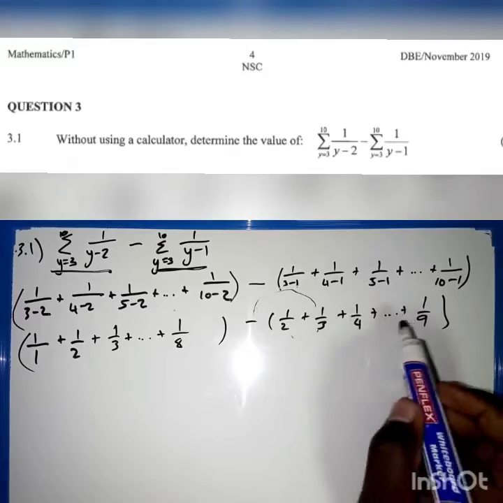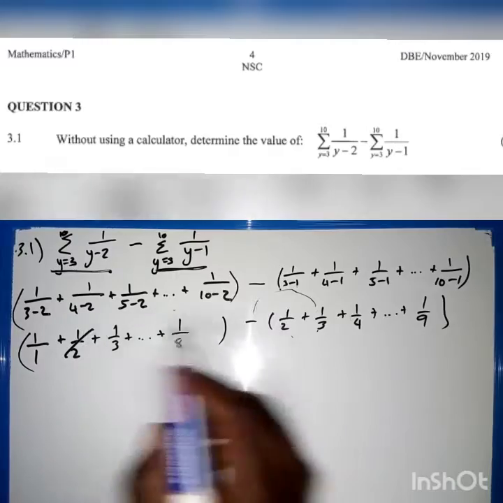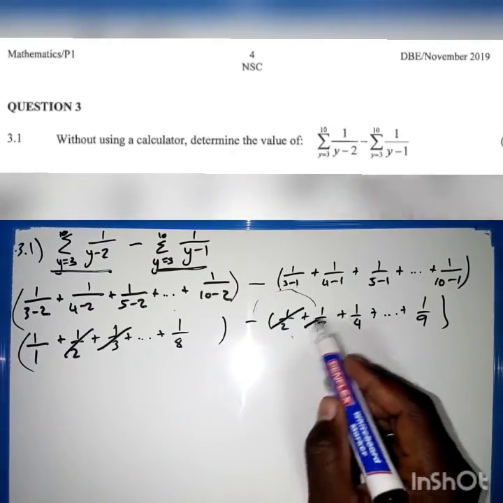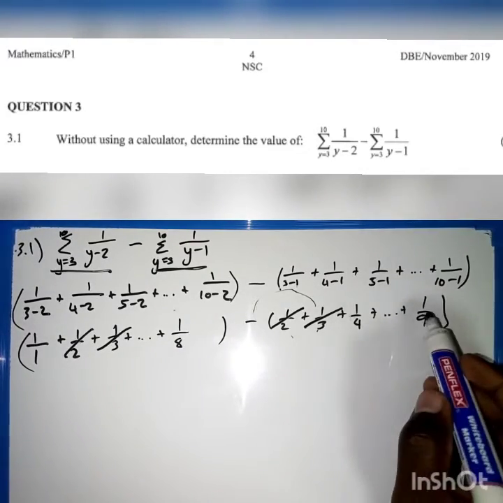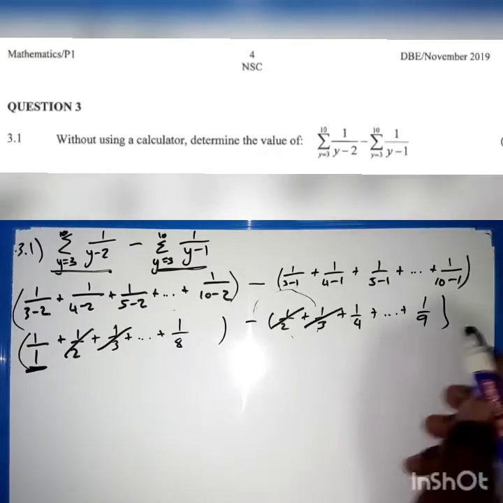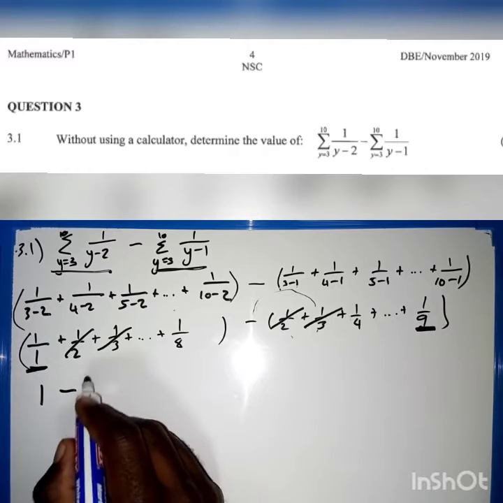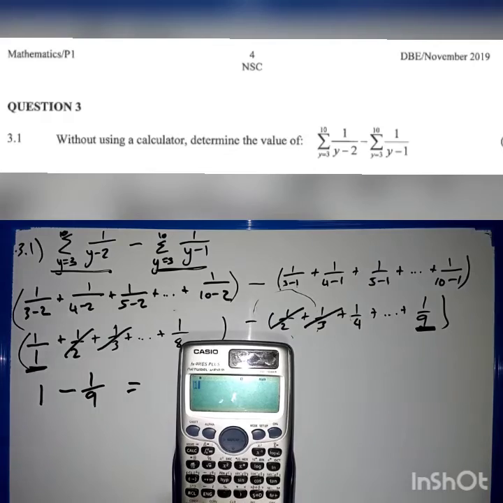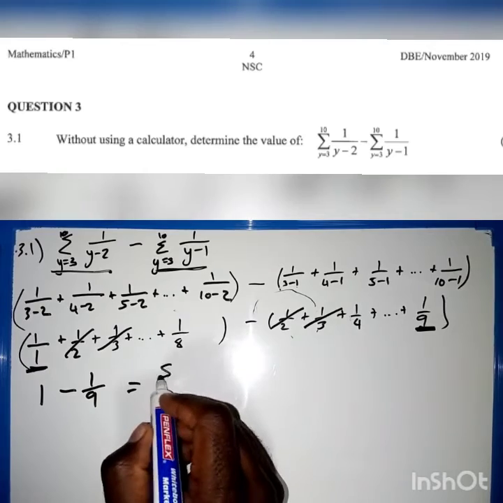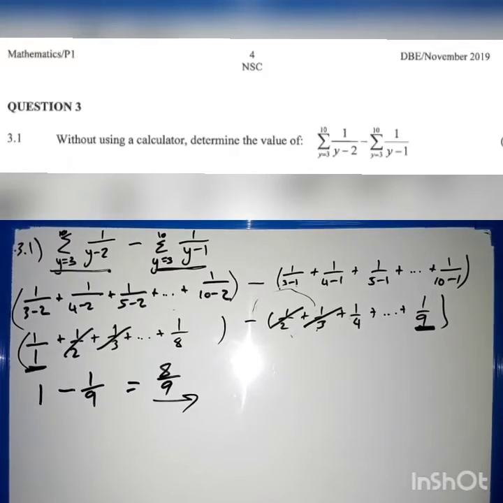And then what we have to realize here is that this will be cancelled by this, will be cancelled by this, and so on and so on, and then 1 over 8 will be cancelled by 1 over 8, which means we'll be left with this number here and this number here. So the final answer will be 1 minus 1 over 9. Well, if we're using a calculator, but you're supposed to know that it's 8 over 9. So that will be your final answer.